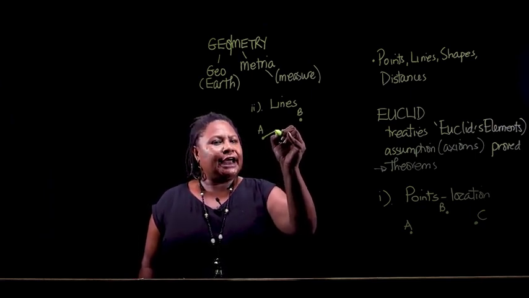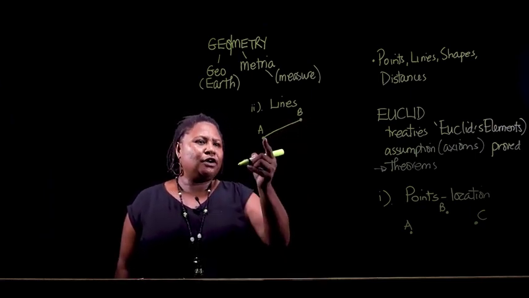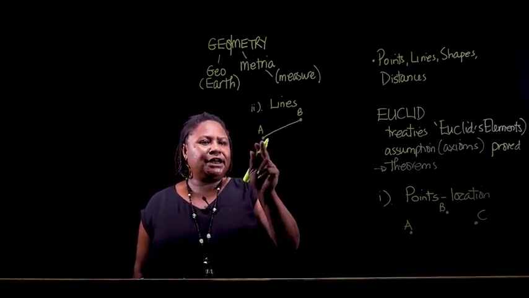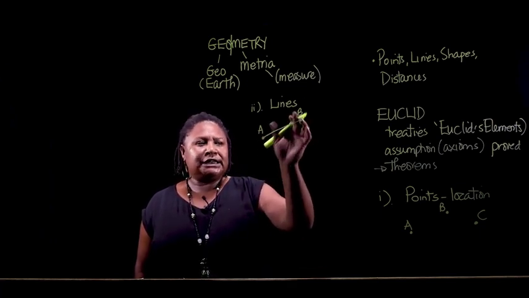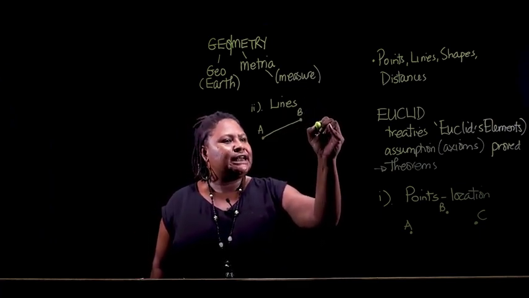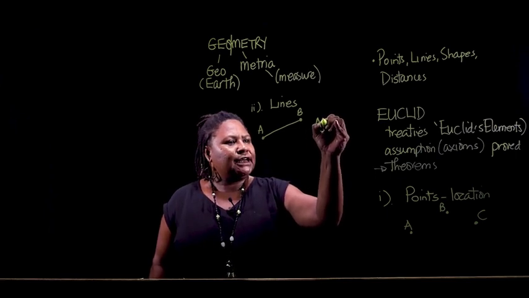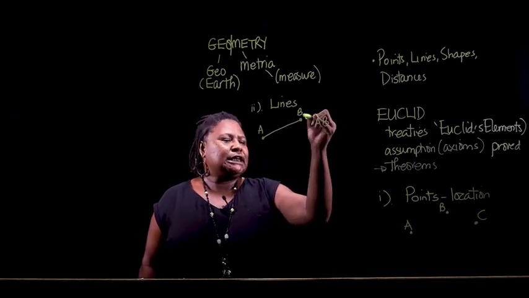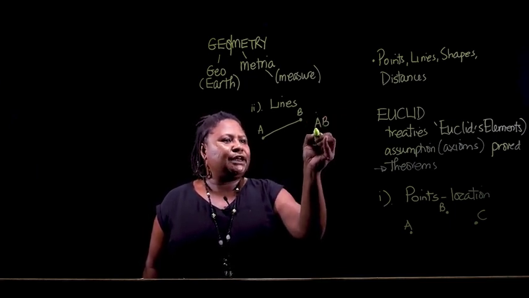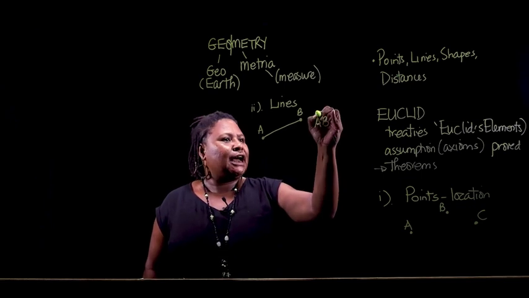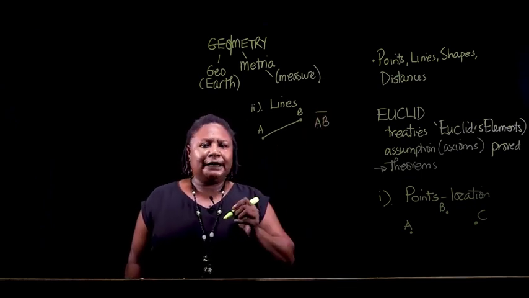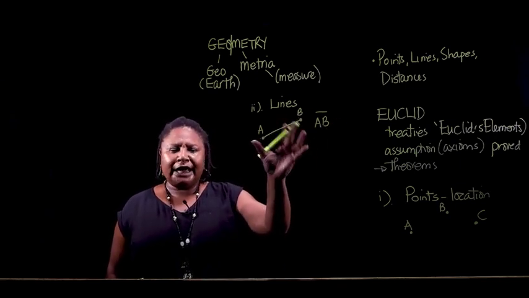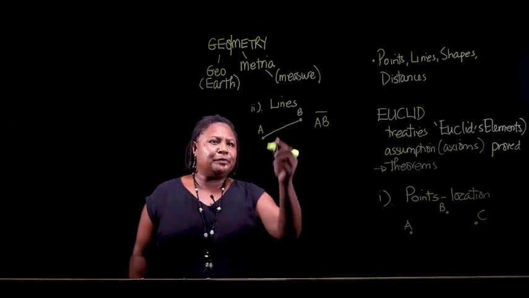If I connect A and B, we call this a line segment. Line segment AB has 2 endpoints. Instead of drawing this diagram all the time when I talk about a segment, all I do is write the points at which the ends are, and I write a straight line here. That means 2 points A and B connected by a line, so it's a line segment AB.